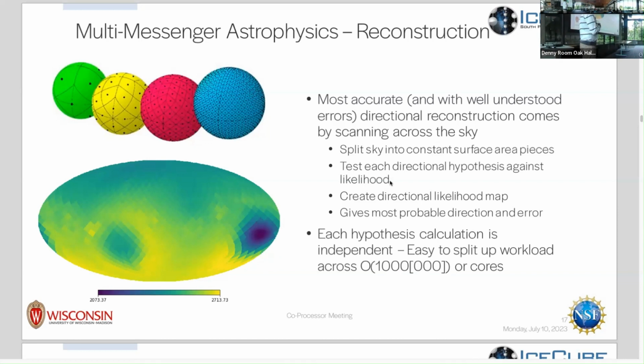And this is actually pretty computationally efficient because you can calculate the likelihood for each of those different segments in the sky independently, or in parallel, basically.